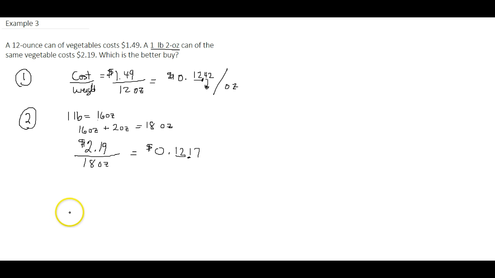And so we know that the 1 pound 2 ounce can of vegetables is the better buy.